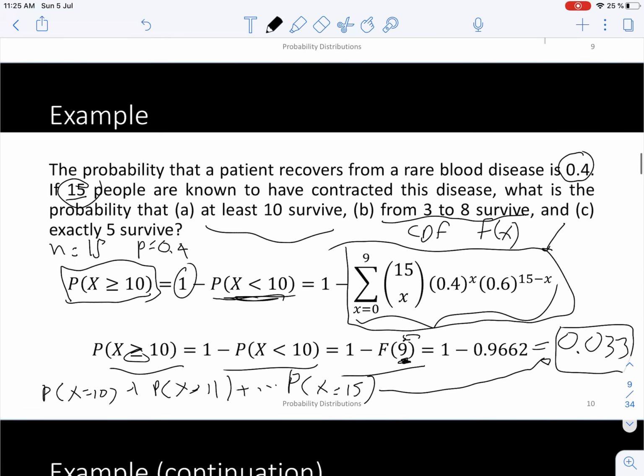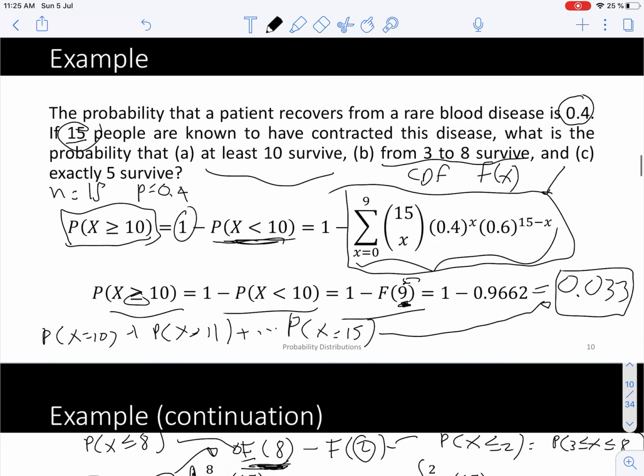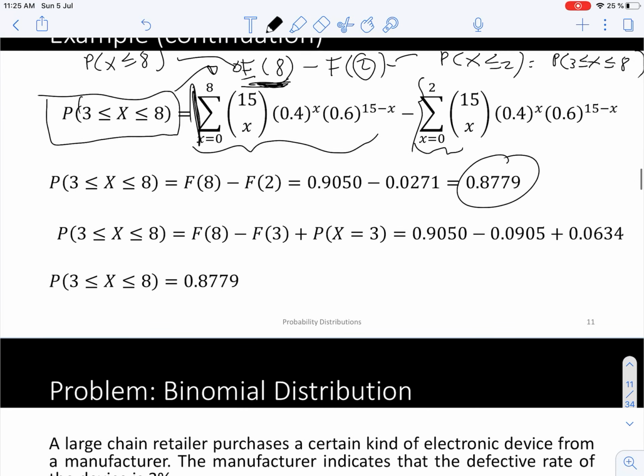And the last one is that exactly 5 patients are going to survive. So exactly 5 patients, that's the probability of x equal to 5. Since this is an exact probability, we don't need the CDF here. It's just a simple calculation. We just need the equation. So 15 subjects or individuals or patients, we want to find the probability to get 5 successes.